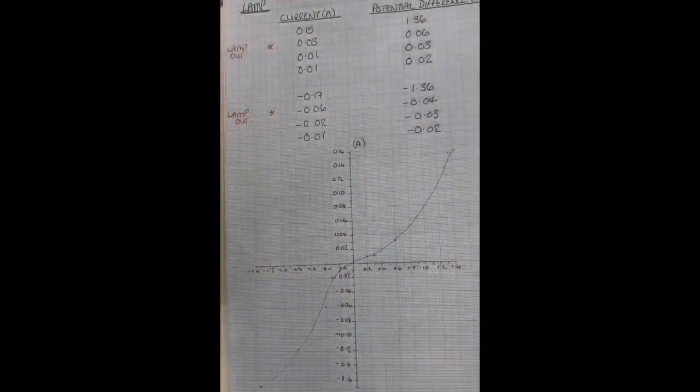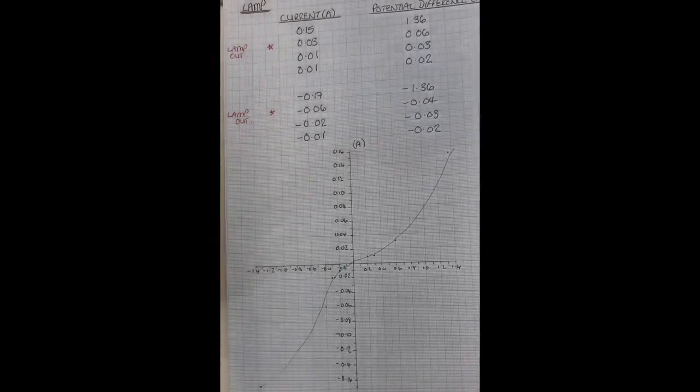So again, we've plotted our results for the lamp in a graph of current against potential difference. Now in this case, we can see that we've got a different shape. It's not a straight line. So this indicates to us that current is not proportional to the potential difference in this case. Now the reason for this is that as the current increases, the temperature of the filament lamp increases. This increased temperature causes the resistance to increase. And you'll see that we get the same shape even when the direction of the potential difference has changed.